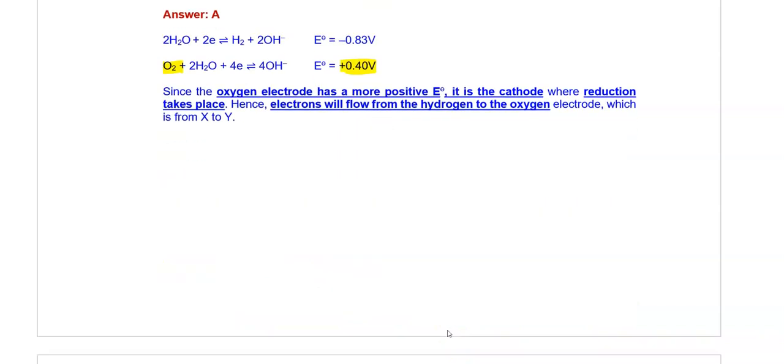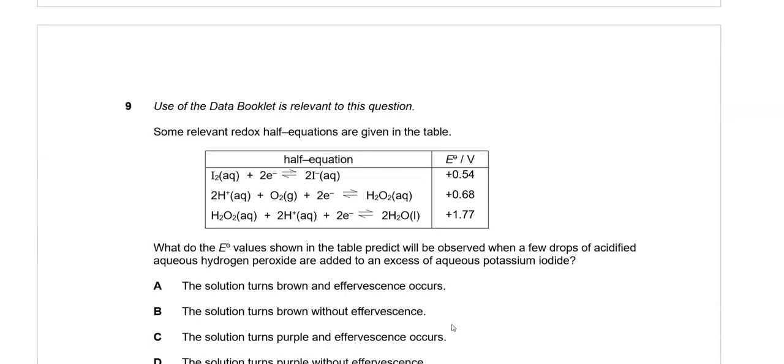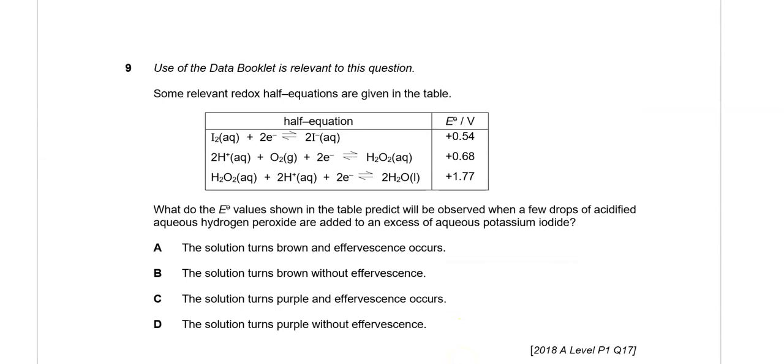Okay, moving on. We go on to question 9. Question 9 says that we now have some acidified hydrogen peroxide, H2O2, and then we have some potassium iodide, KI. Now, from the context of the question, just based on the equation given, I need to focus on I minus. So in this case, I minus is over here, H2O2. You can see over here.